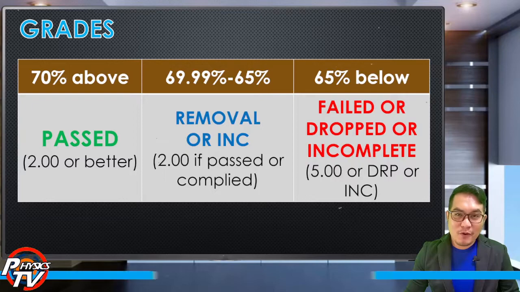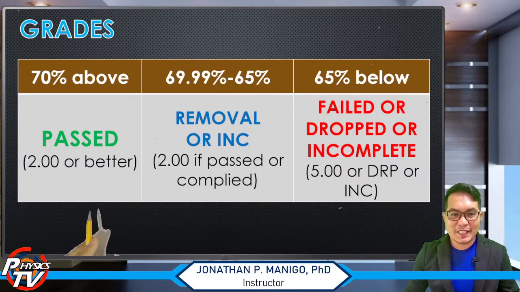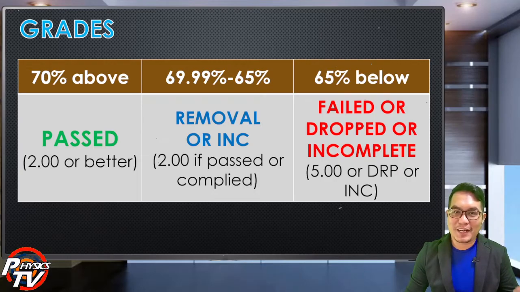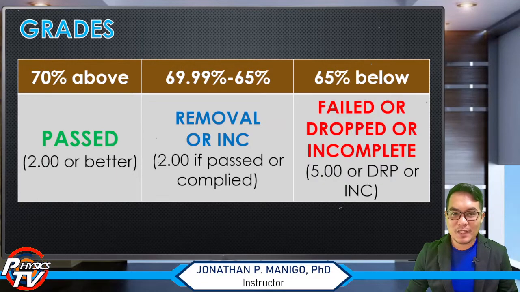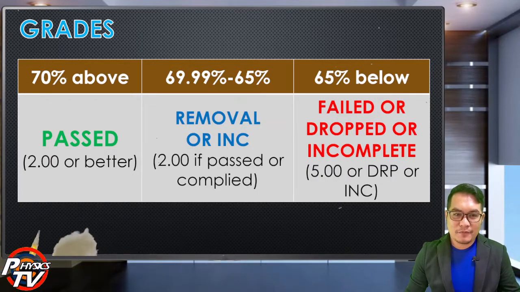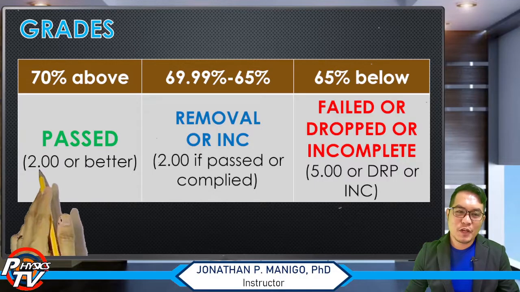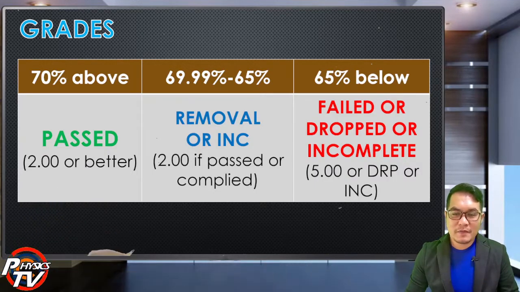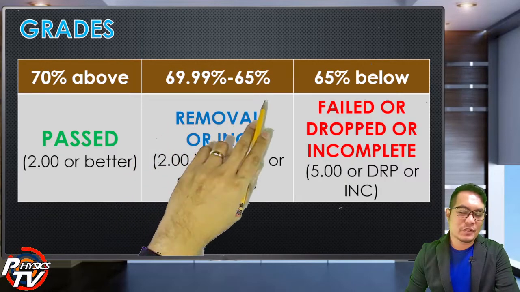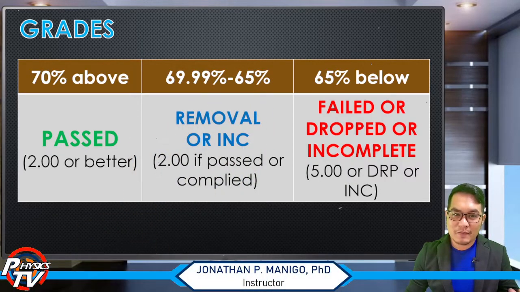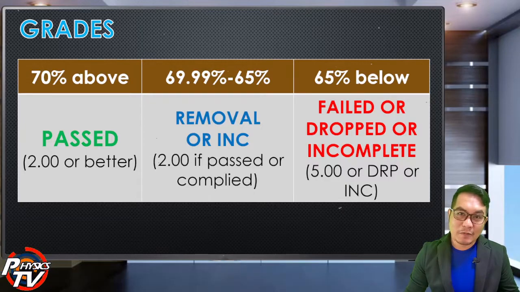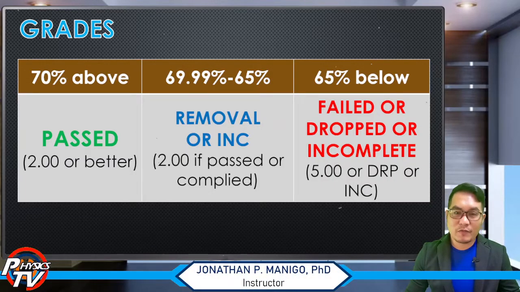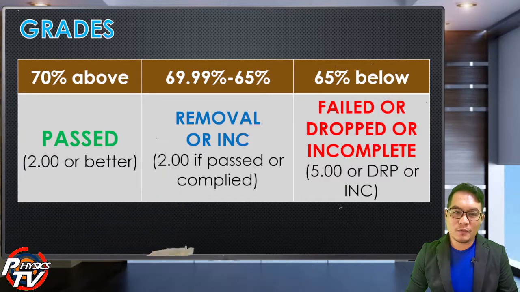So the passing grade for this course, since this is a doctoral course, is 2.0 or better. So you are not allowed to have a grade of 2.25, 2.5, 2.75 or 3 in PhD. So the passing is 70% and above, and that corresponds to a numerical grade of 2 or better. If your grade falls between 65 and 69.99, I will be giving you a removal exam, or I will give you a grade of INC if there's no more time for a removal exam. So if you pass the removal exam, or if you comply with your INC, then you will get a grade of 2.